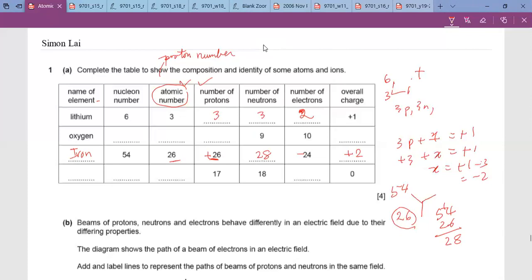Now, this is what came out in Form 5. Now, Form 6, this question here is a bit tricky in a sense. I'll do one for you, okay? Here on the table, pages 4 and 5.